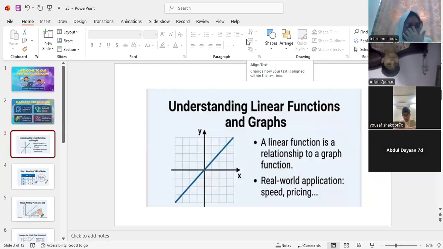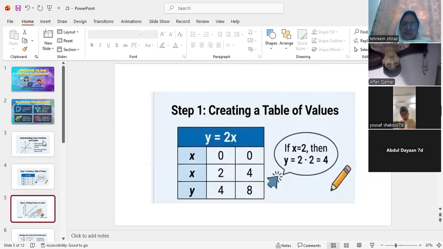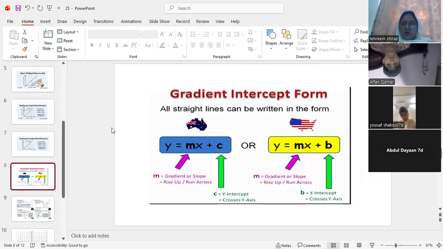Then we have to put those values in the function, and then plot those values on the given graph. Meanwhile, in yesterday's lecture, we already studied the gradient-intercept form, that is y equals mx plus c. And I gave you a home task to find other schools of thought related to y equals mx plus c, as there were two schools of thought, the American and the Australian.